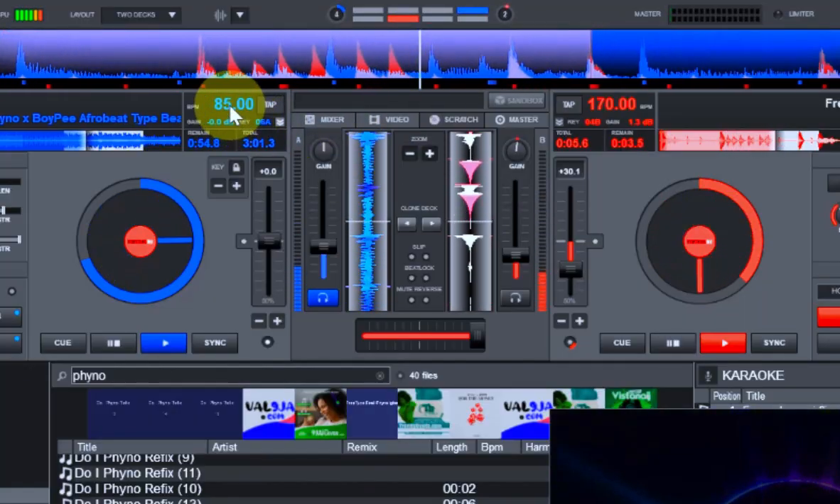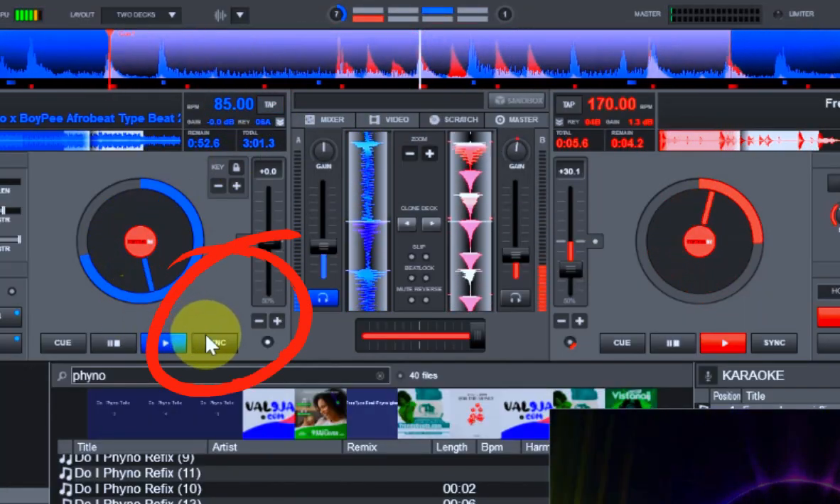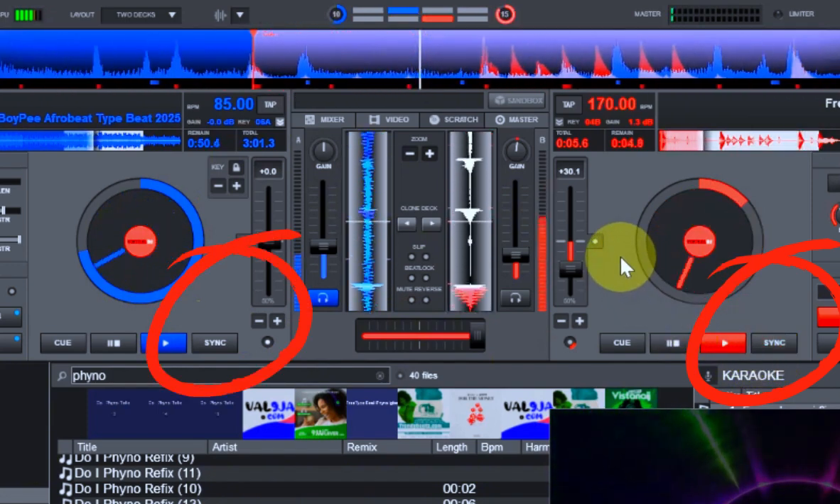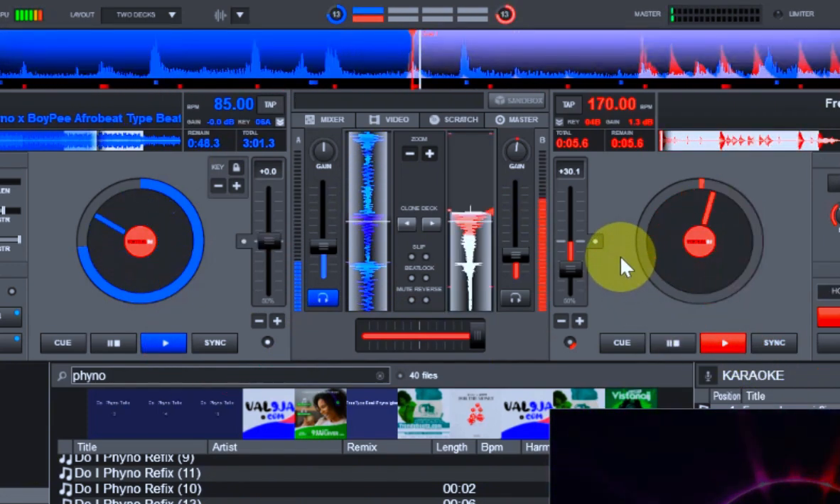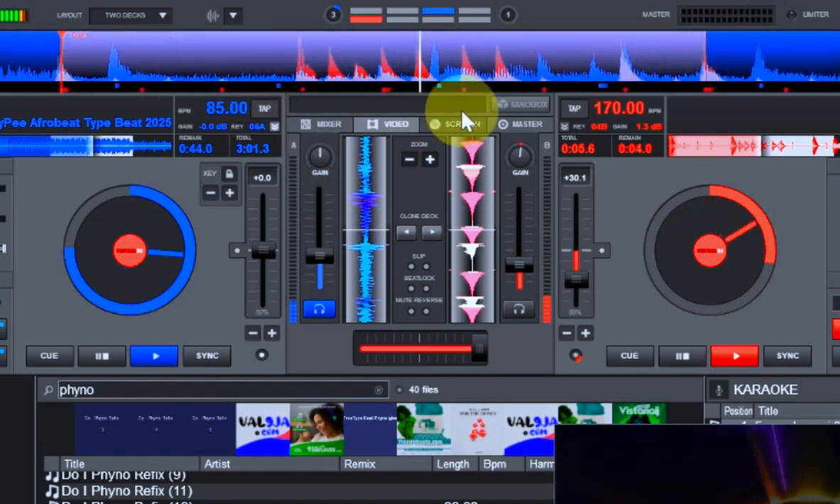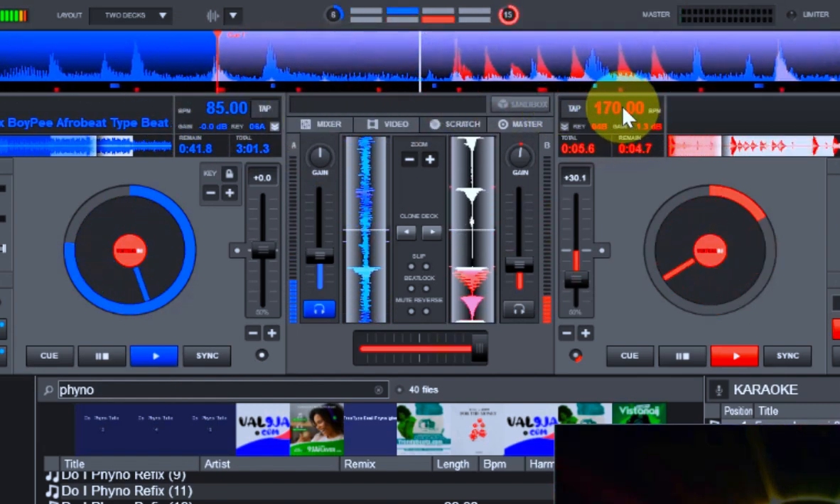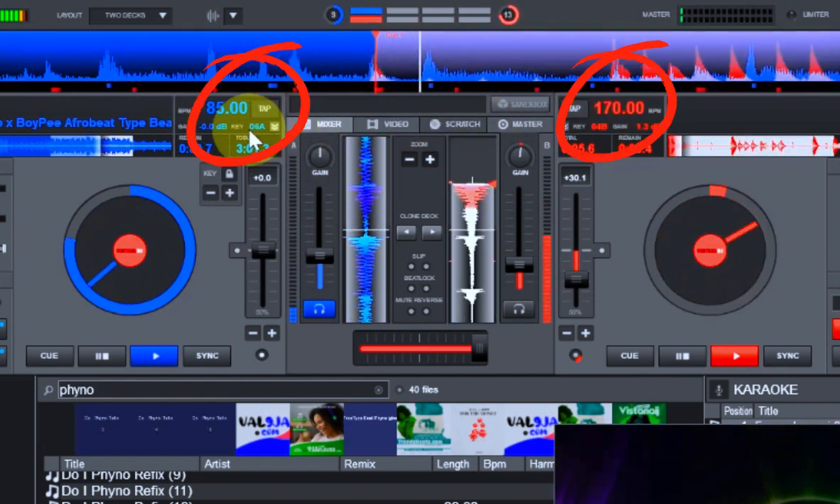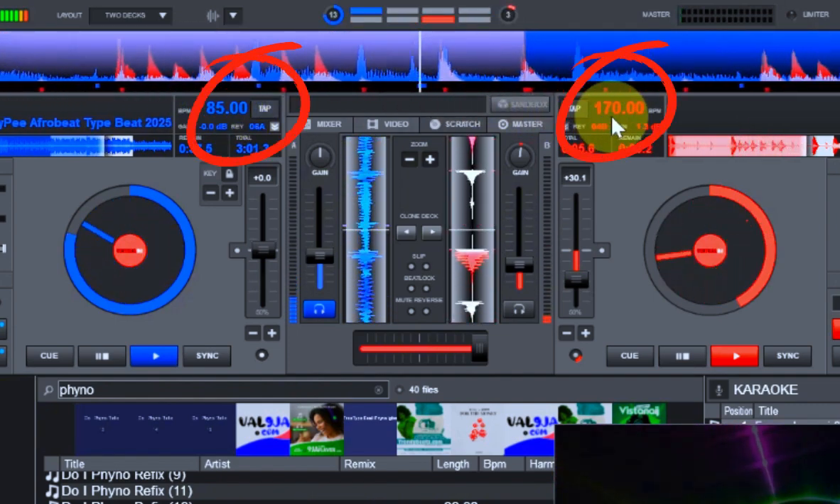This happens sometimes even after you synchronize the two tracks using the sync button, or even on the deck, or using the Shift Spacebar in my own case. You will still realize that the two tracks have BPMs too far from each other, just like what you see here. They have already been synchronized, but you can see this is 85 and this is 170.